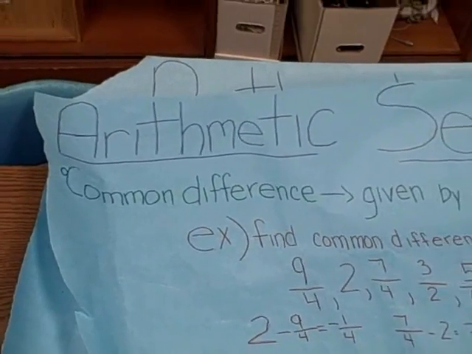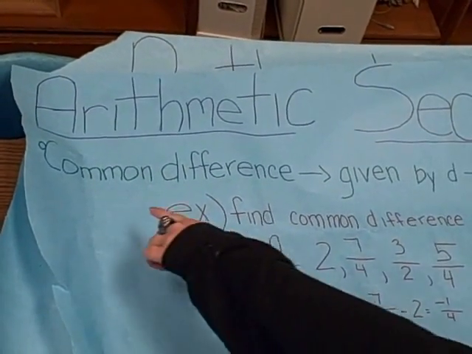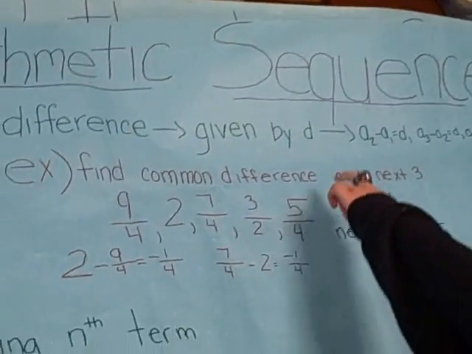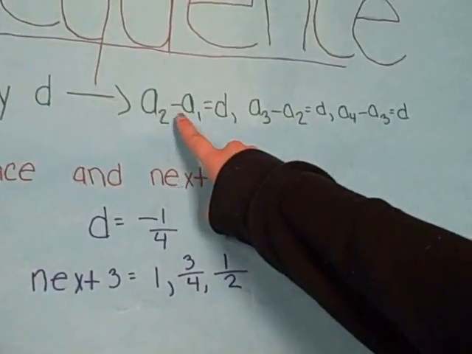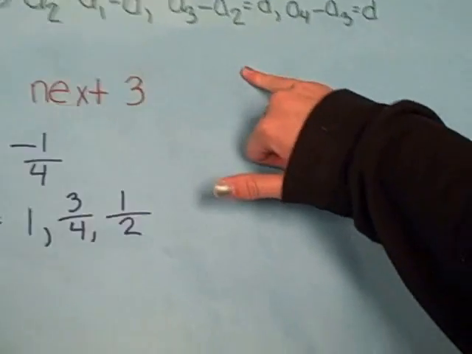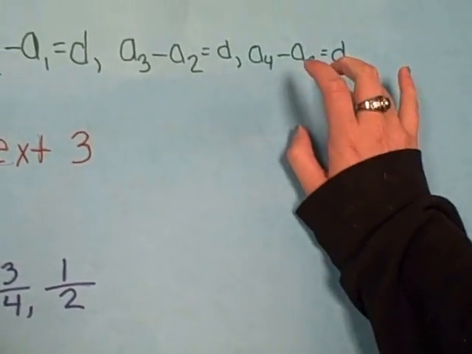Okay, for an arithmetic sequence, you have a common difference, which is given by d. To find the common difference, you do a2 minus a1, or a3 minus a2, and then a4 minus a3, which equals d.